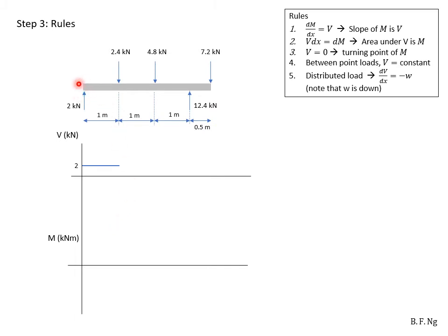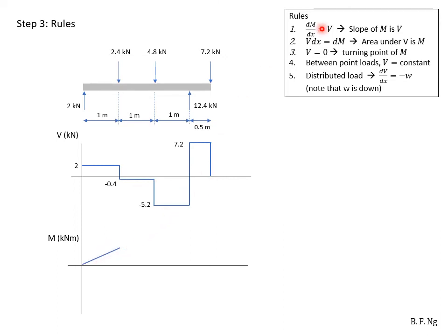On the left end, this is a pin, as such shear is non-zero, moment will be 0. Shear itself will start at 2 kilonewtons. In between point loads, a straight line, then it will drop by 2.4, and you'll have a straight line all the way here, and you'll drop by 4.8, and then a straight line in between point loads, and then you will go up by 12.4 all the way to 7.2, and then go to the end of the beam and go back down.